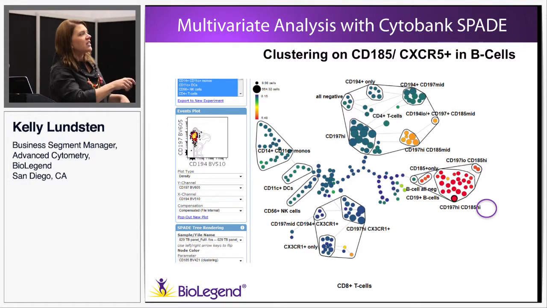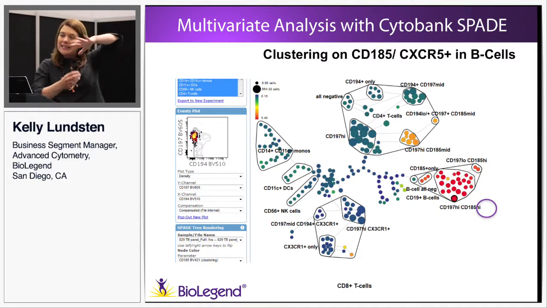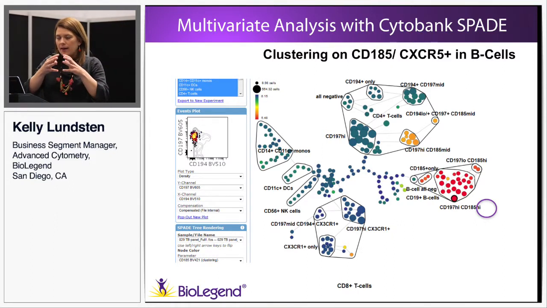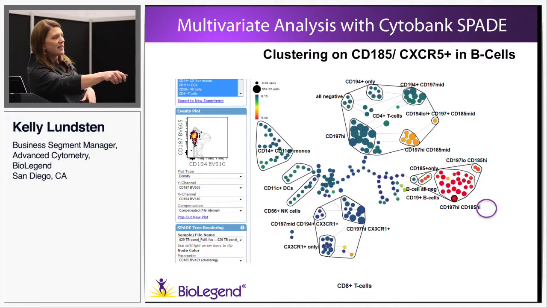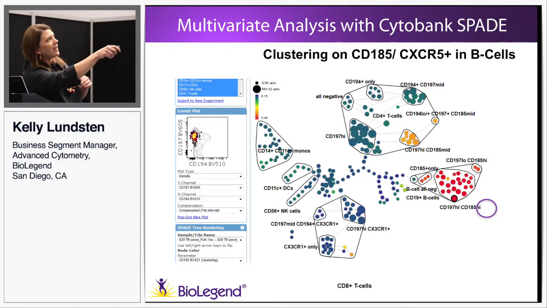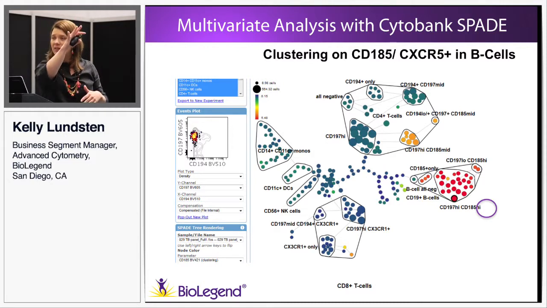So in this instance, what I'm highlighting is individual nodes that when I click on them, I can see the entire content of what they decided was co-expressed enough or alike enough to relate to one another. So in this instance, I'm looking at CD185. This is the heat map. When it's red, it means it's a very high level of CD185 expression.